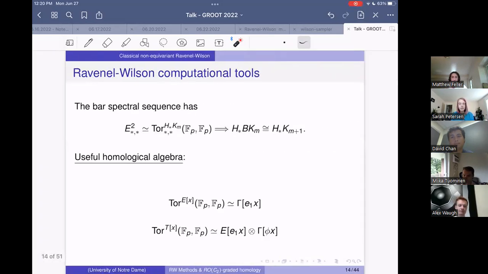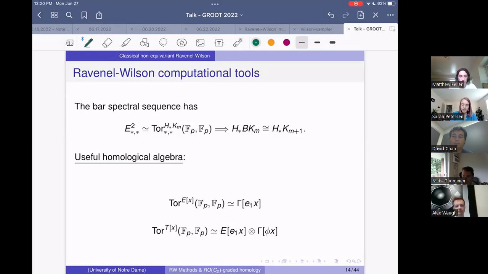So some useful things to know about this bar spectral sequence is that it has a very nice E2 page. In particular, E2 is given in terms of a Tor functor. So it's something we hopefully know and are a little bit familiar with from homological algebra.